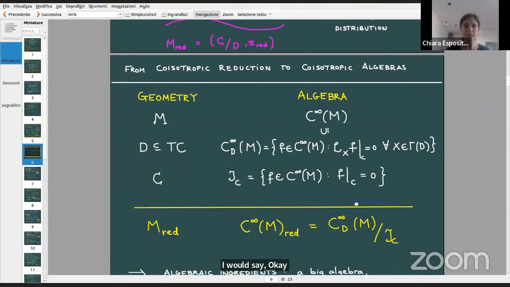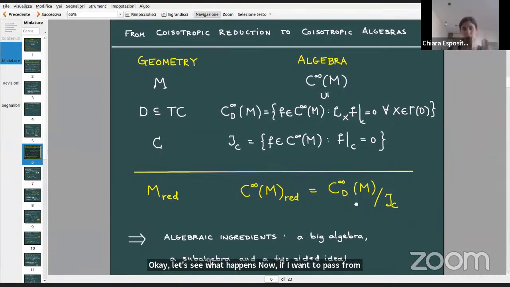Okay, let's see what happens now if I want to pass from this story I told you to a more algebraic description. So how can I translate? I have a Poisson manifold, and from the algebra side, I have a Poisson algebra. So I have smooth functions on the manifold, with the standard pointwise product, plus the Poisson bracket. Then we had the characteristic distribution. If I want to translate this into algebra, it is very easy. We have just functions on the manifold, and when I restrict these functions to my submanifold and take the derivative along the distribution, I get 0. So they are constant along the leaves. So this is actually a subalgebra, and this is important to keep in mind.